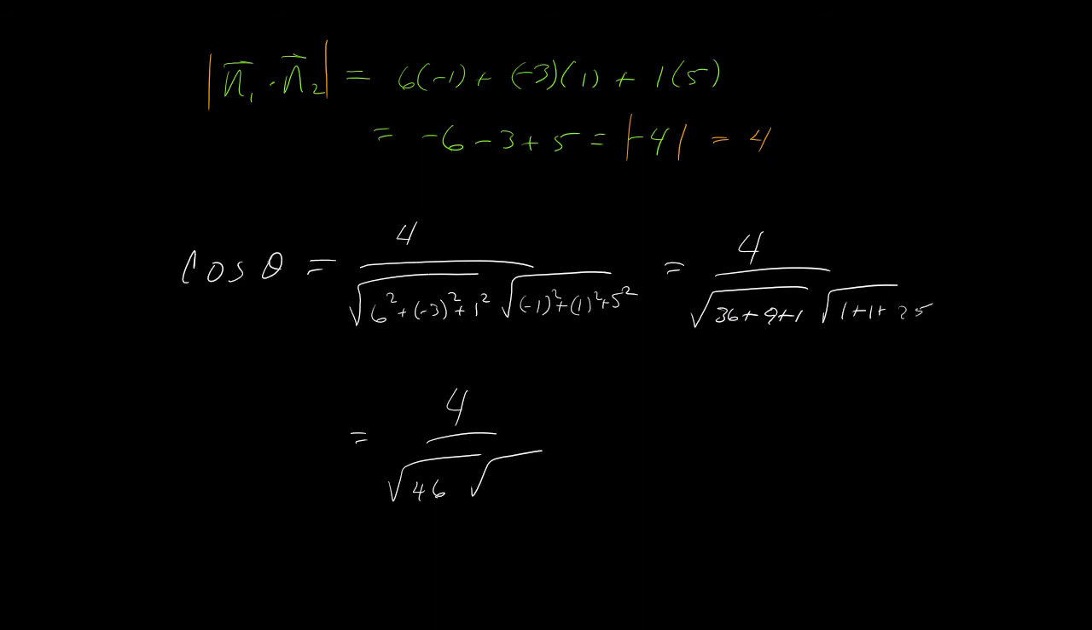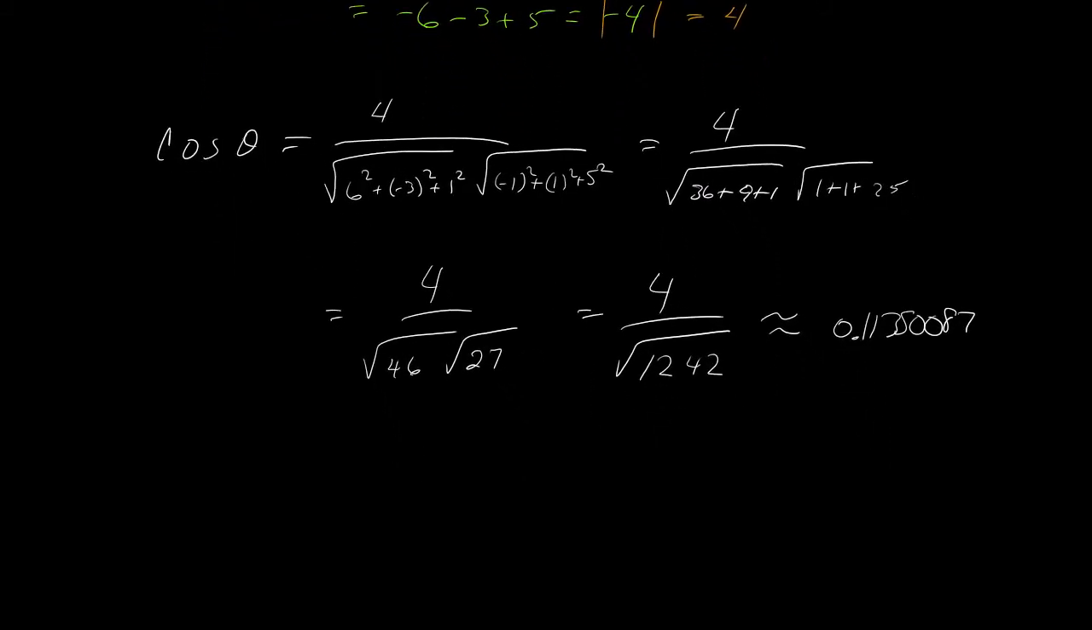There we go. So 25 plus 2 would be 27. Now 46 times 27, getting the calculator here, is 1242. So this is 4 over the square root of 1242, which is approximately equal to, let's see here, square root of 1242, which is, if I can type in my calculator, approximately 0.11350087, etc. And then I need to solve that for theta.